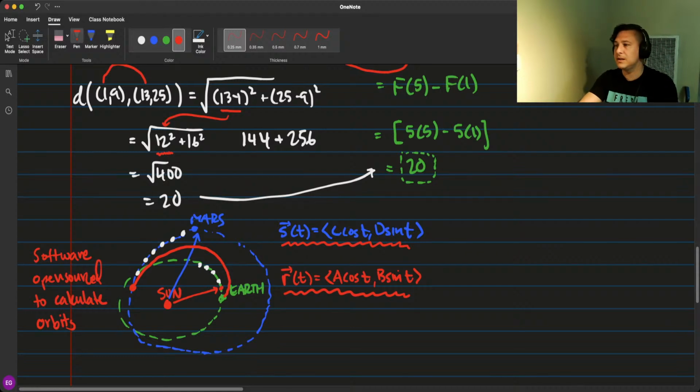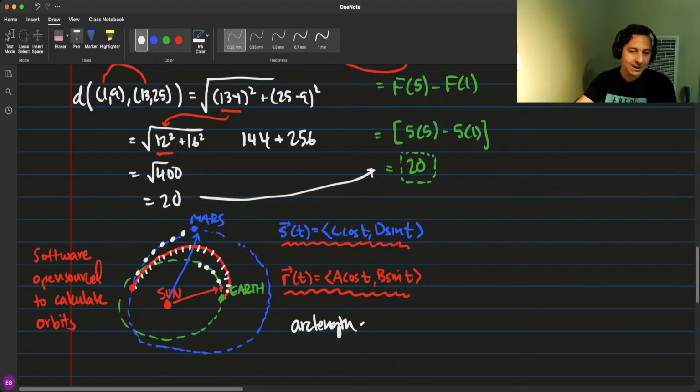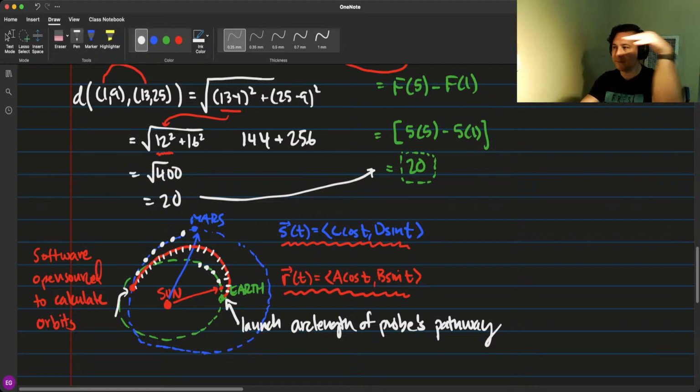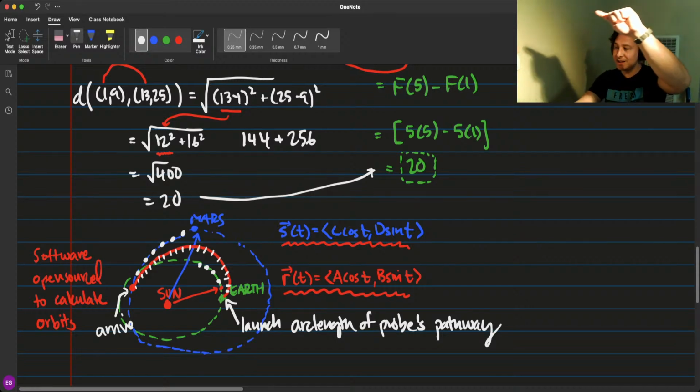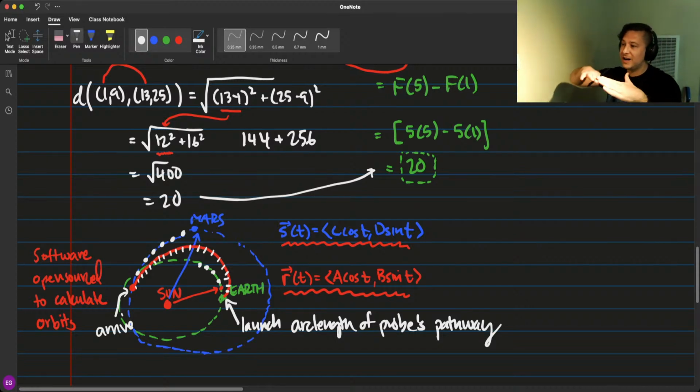Just to give you an idea of when you would want to use this. If you're actually sending a rocket from Earth to Mars, what might you want to calculate on this path? You'd want to know its arc length. You know that you're going to launch when Earth is right here, and then you want to arrive at Mars right here. You would have to figure out the arc length of the path that the probe would take, to figure out the amount of fuel you would need and stuff like that.